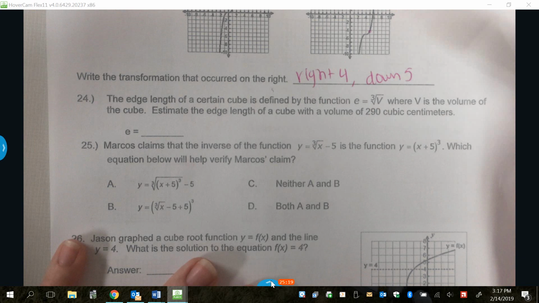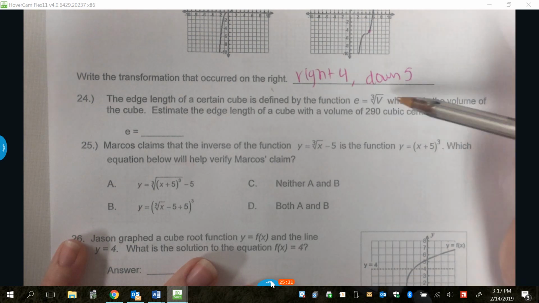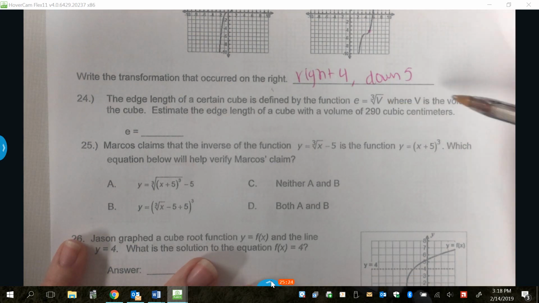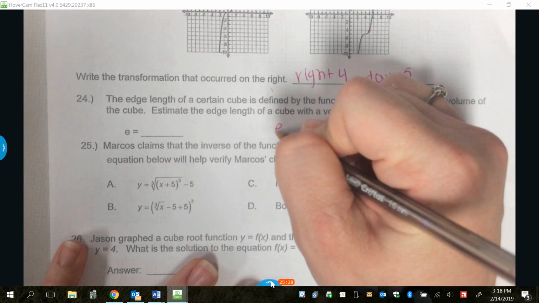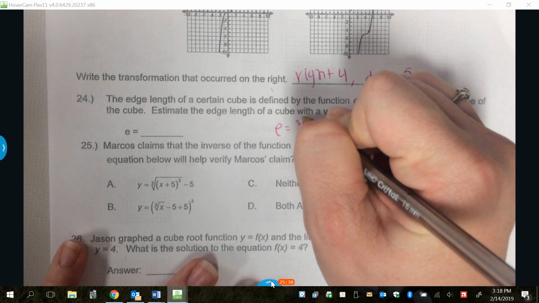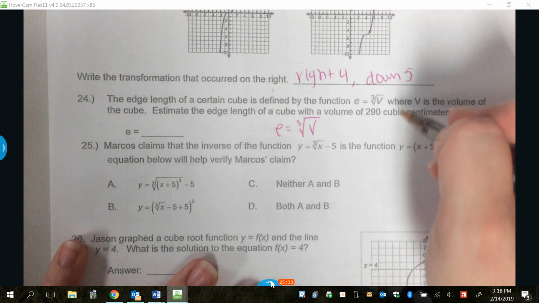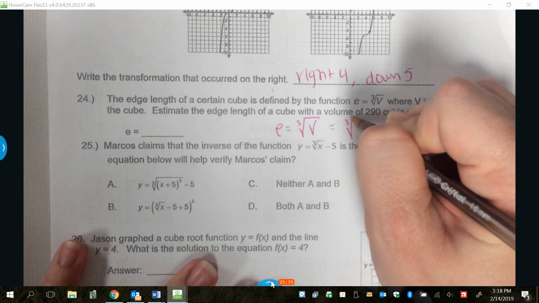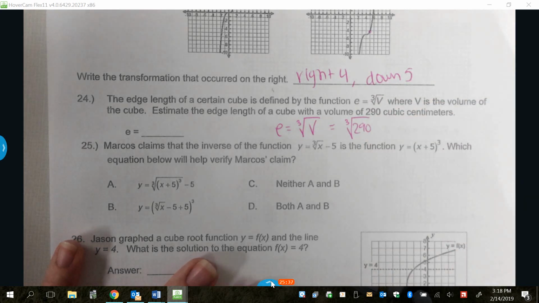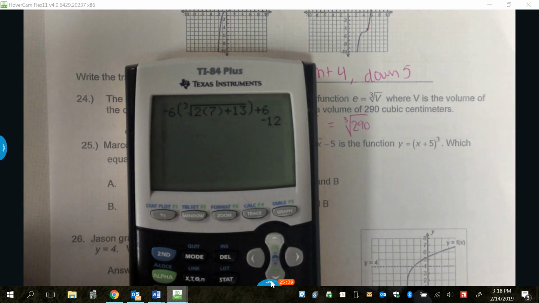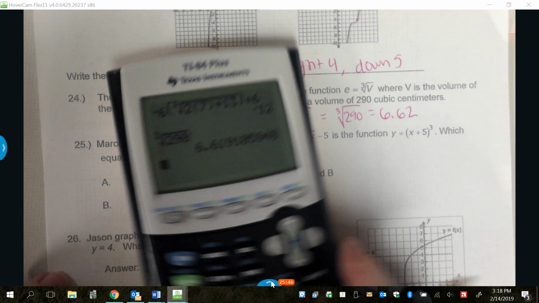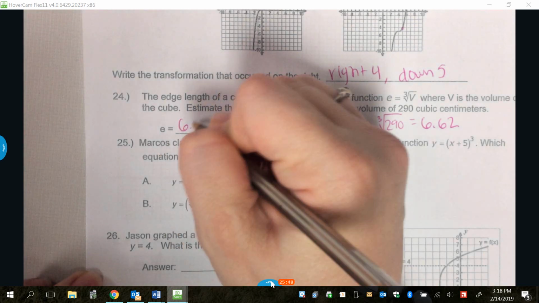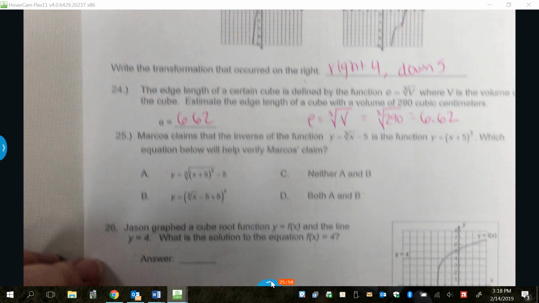Here it says the edge length of a certain cube is defined by the function e of v equals cube root of v, where v is the volume of the cube. Estimate the length of the cube if the volume is 290. A lot of y'all struggle with this one because it's simple. If v equals 290, that means I can plug in 290, and then there's no unknowns, so I can just do cube root of 290, and it gives me 6.62 if I round to the hundredth, and there's my answer. Your test will tell you what to round to, or it'll be multiple choice.